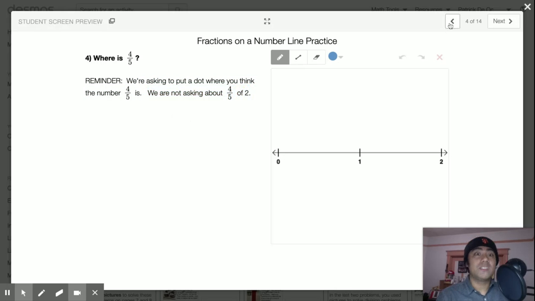This problem is very similar to number 3, okay? But I won't go over strategies for 4 because it's the same strategy for number 3, okay? You're doing a similar thing as you did in number 3. Number 5 is also similar to number 4 and 3. Where is 5/4? Reminder, we're asking you to put a dot where you think the number 5/4 is. We are not asking about 5/4 of 2. Okay? Similar strategy as the last problems.